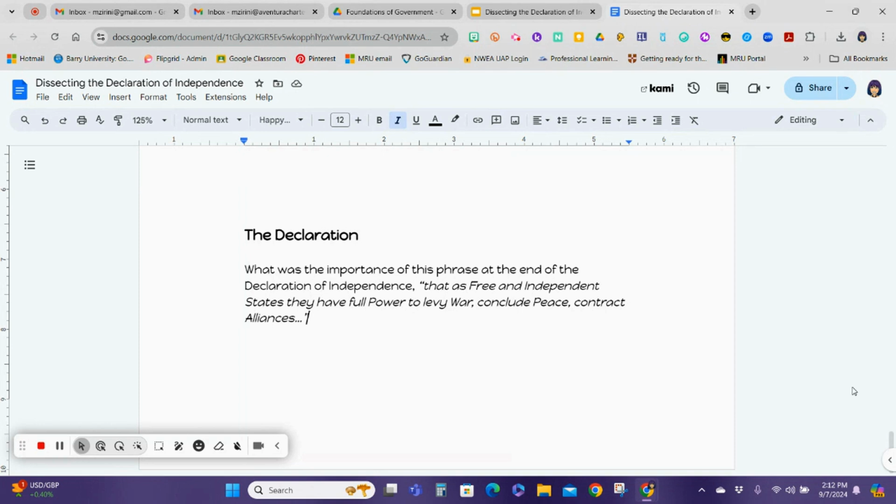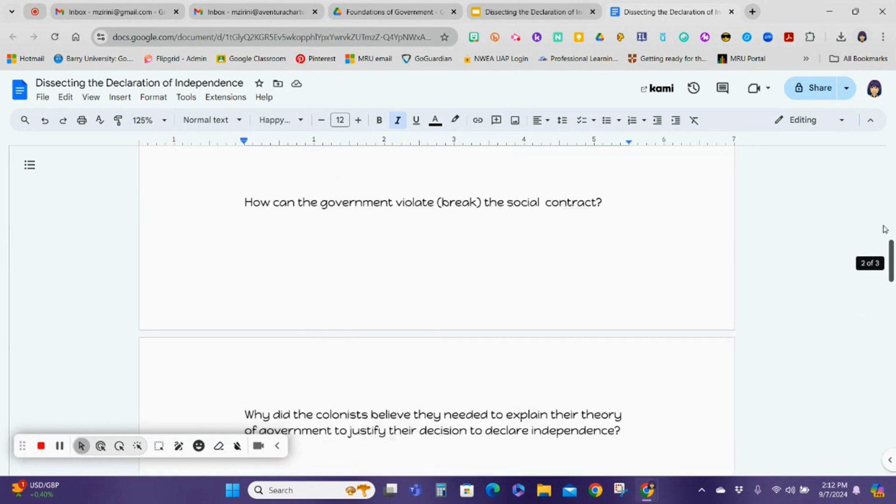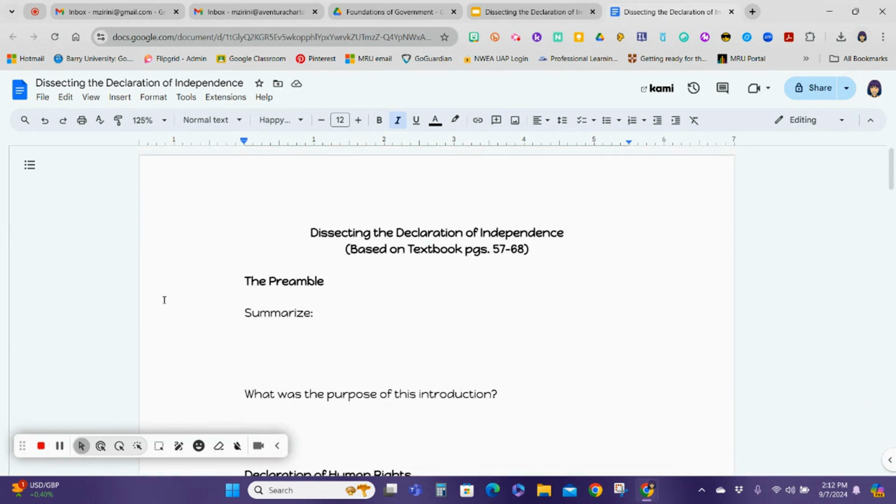So this is the breakdown of the Declaration of Independence and all its parts, and this should help you be able to complete our dissecting handout if you have not, and a good review for the Declaration.